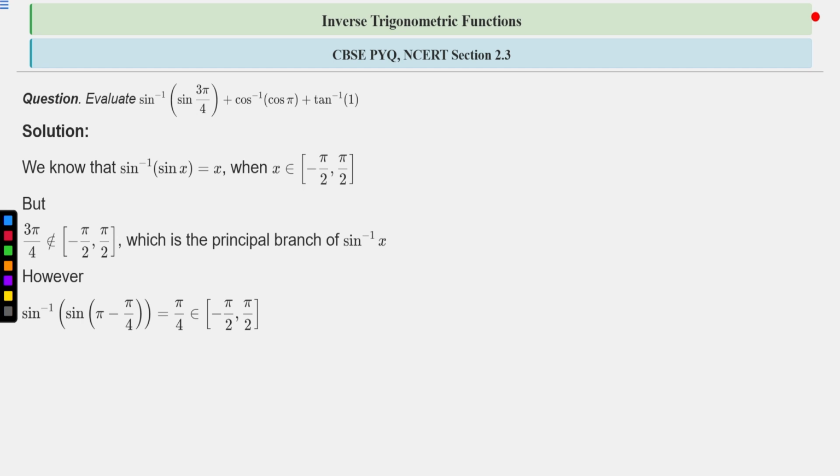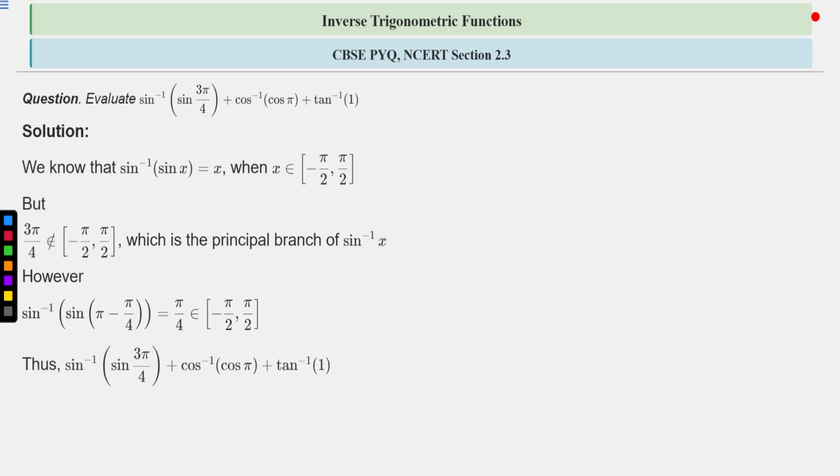Because we have written 3 pi by 4 as pi minus pi by 4, and we know that sine of pi minus theta is equal to sine theta. Therefore, sine of pi minus pi by 4 is equal to sine pi by 4, and further we can write sine inverse sine pi by 4 as pi by 4. Clear?